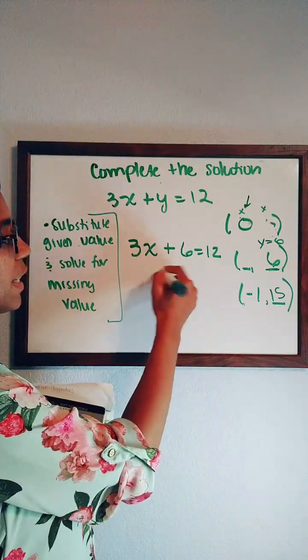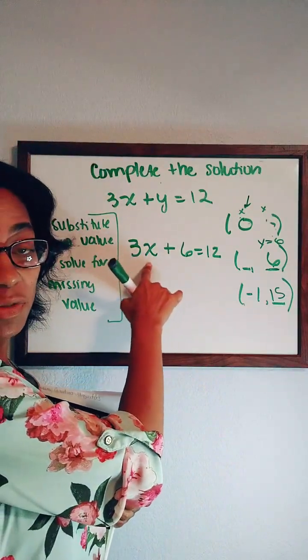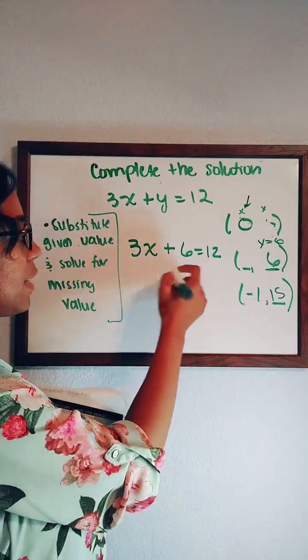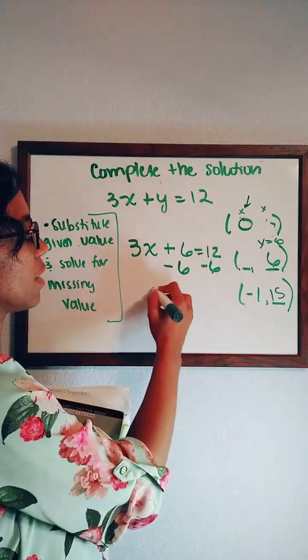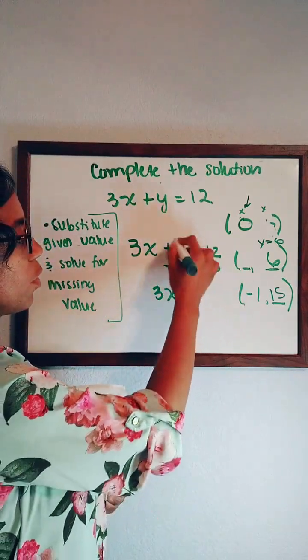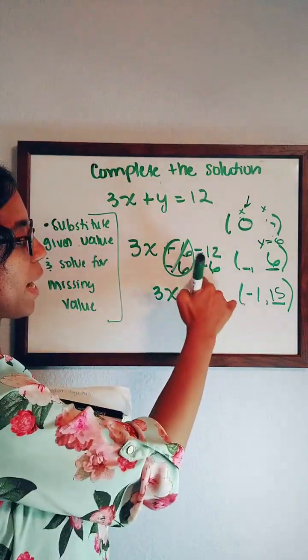So to get x by itself, because I'm solving for my variable, because I need to isolate it, I'm going to subtract 6 on both sides. 3x is equal, remember this zeroes out, 12 minus 6 is 6.